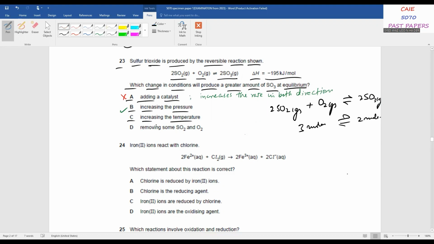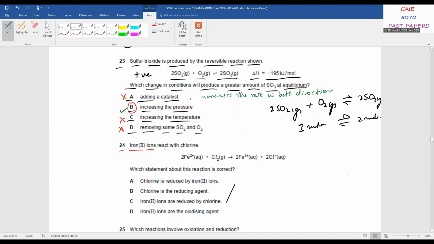C, increasing the temperature. Increasing the temperature will shift the equilibrium to the endothermic side. So we have the endothermic side as the reactant side. So equilibrium will shift to the reactant side. So this is the wrong choice. D, removing some SO2 and O2. If you remove SO2 and O2, what will happen? More SO3 will be broken down to produce more SO2 and O2. So again, this is wrong. So the correct answer will be B. For 23, the correct answer will be B.